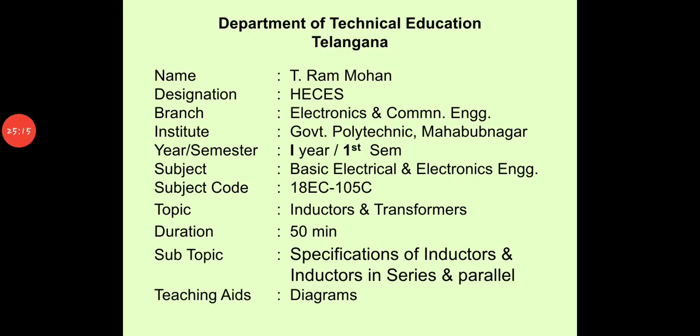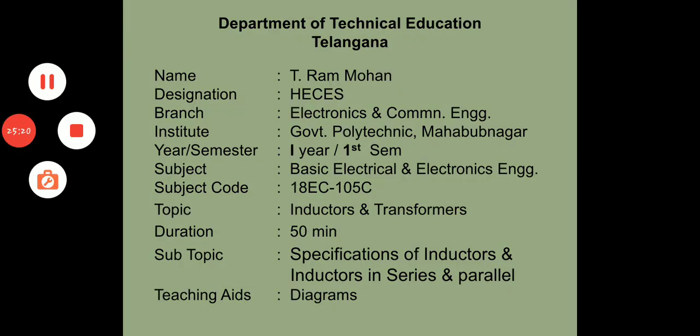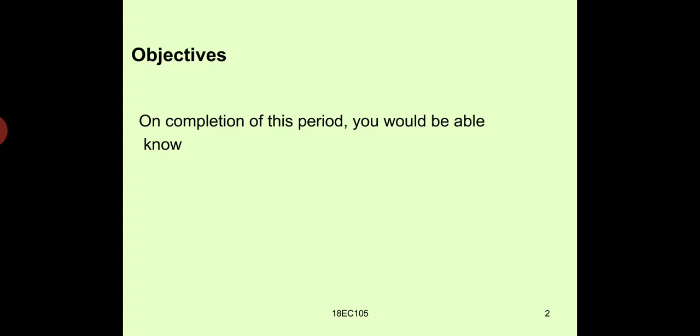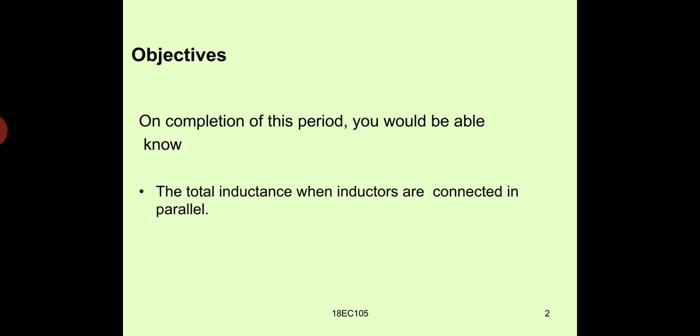We'll just take a pause for the next discussion, which will be inductors connected in parallel combination. Now let us continue with our next session, that is inductors connected in parallel. The objective to be fulfilled in this session is that we will be able to understand the total inductance when the inductors are connected in parallel. So this is our main objective for the session.